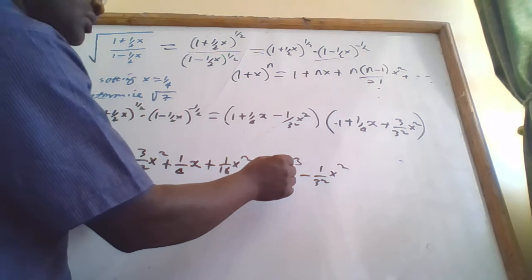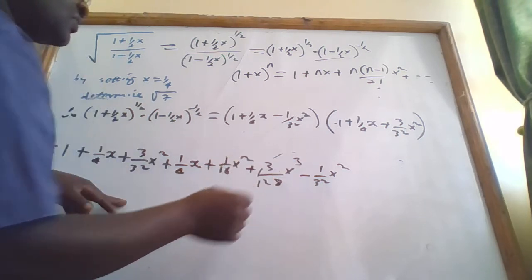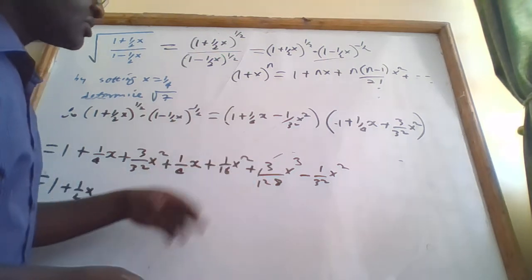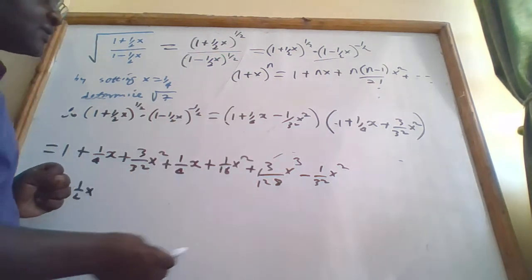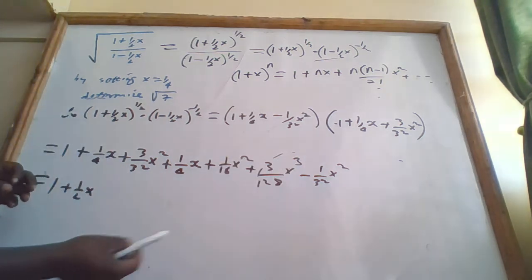So this is cubed. This is past the term that we need. So we shall not consider this because it's cubed. This is the fourth term. So we leave it.